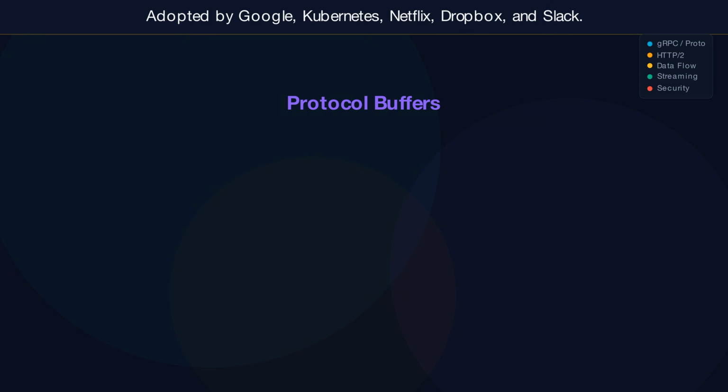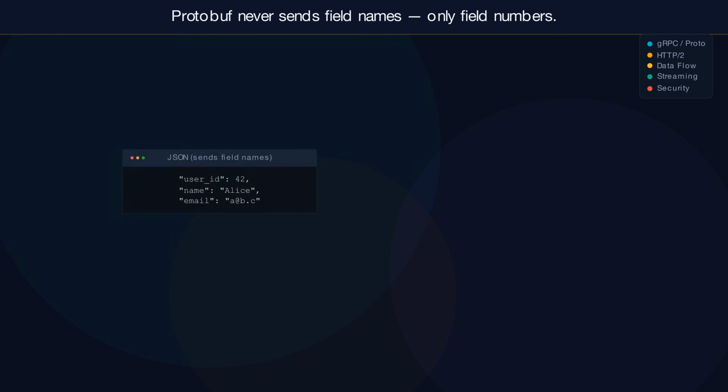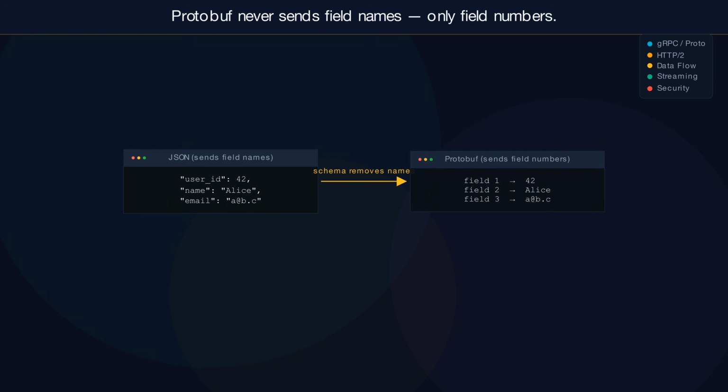Protocol buffers, the binary encoding engine. Protocol buffers never sends field names on the wire. JSON ships user ID as text on every message. Protobuf sends the number 1. The schema tells both sides that field 1 is user ID.